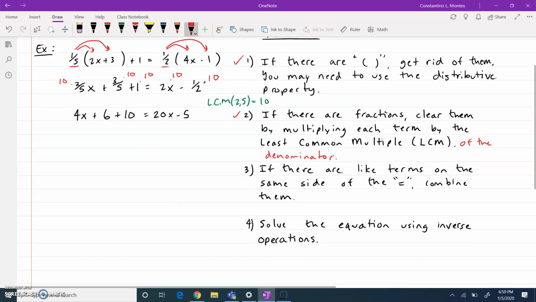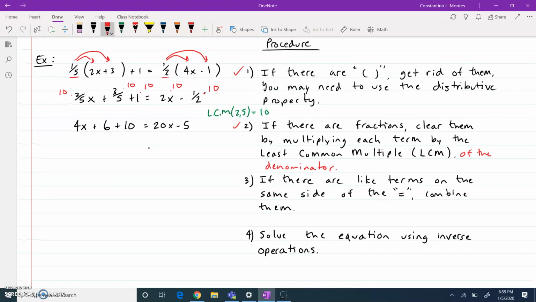Now I'm going to go ahead and look at step 3. It says if there are like terms on the same side of the equal sign, combine them. Well, over here on the left, I do see that I have a positive 6 and a positive 10. On the right hand side, I got 20x and negative 5. Those aren't alike, so there's nothing I need to do there. So I'm just going to rewrite this again, but I'm going to combine 6 and 10 to make 16.